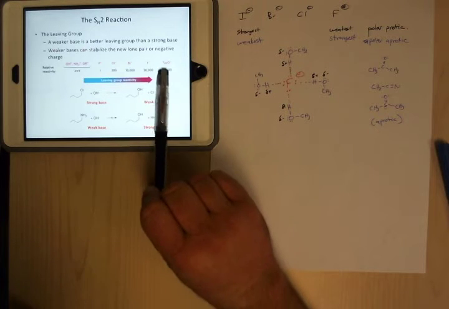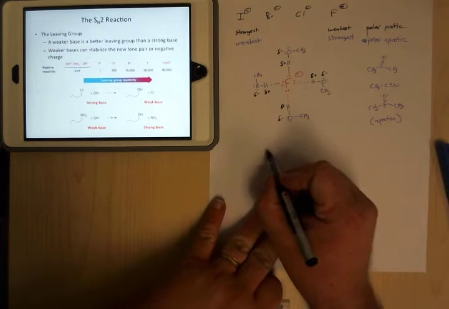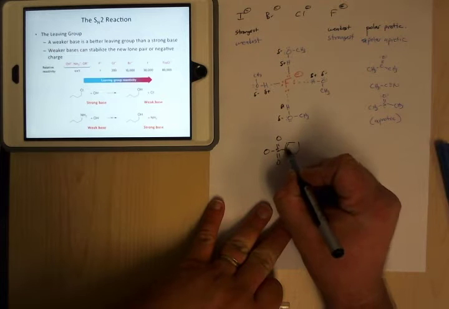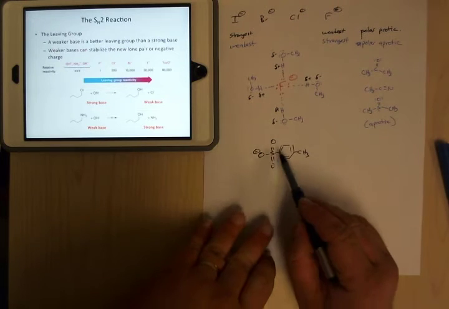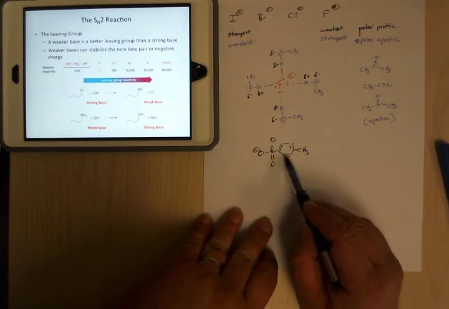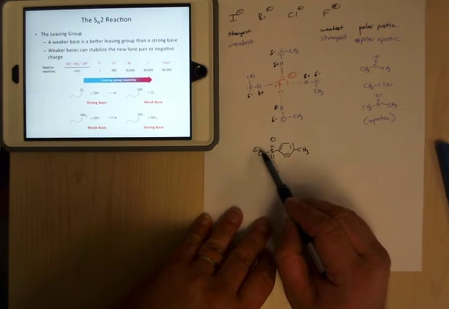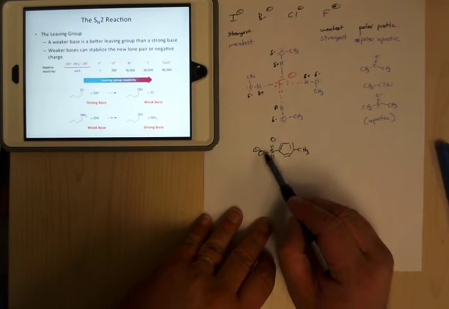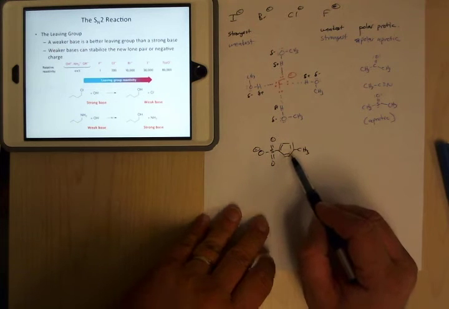Tosic acid, again, this is the tosylate. This is tosylate, right? One of the reasons for tosic acid is that all of these atoms, except for that methyl group, can participate in a resonance structure, so it can stabilize this negative charge. You can follow that around all the different places it can go.